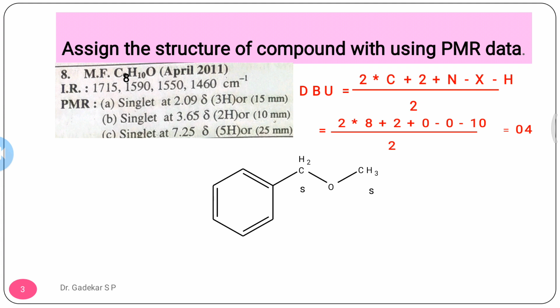So assign the structure like this: CH3O-CH2-Ph. The benzene ring containing 5 hydrogens is chemically equivalent and gives a singlet. The CH2 group is also a singlet, 2 hydrogens. There are no neighboring groups for splitting, and it gives a singlet.